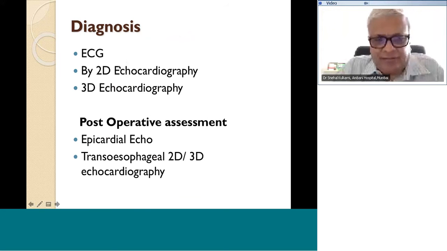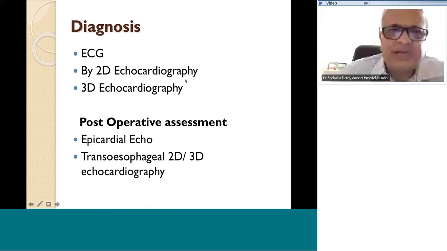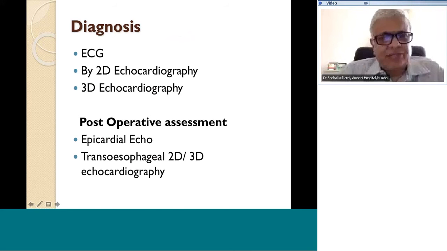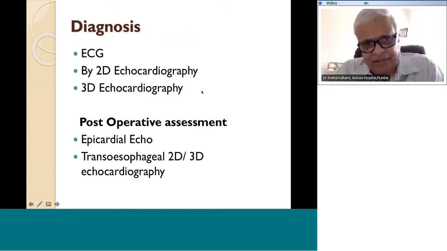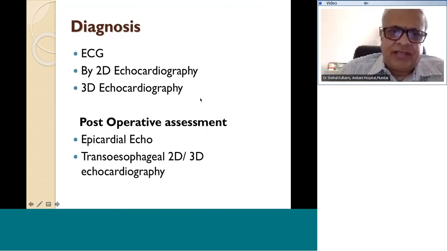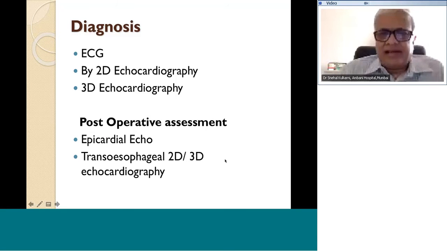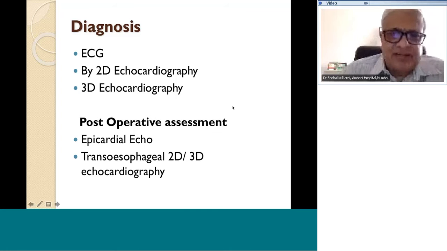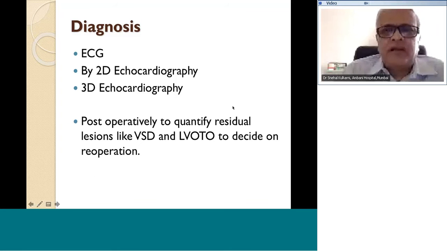And diagnosis is by, I think all of you have heard from Dr. Kulkarni, who talked to you earlier, ECG, echocardiography, and diagnostic cardiac catheterization, because we can see the morphology of the left AV valve much better. It's important also to assess after the surgery, with either epicardial echo or transesophageal echo, 2D or 3D, as the case may be, the left AV valve, particularly after the correction.